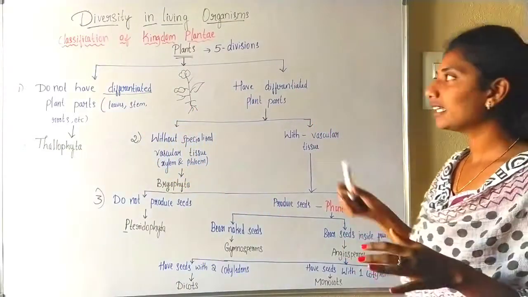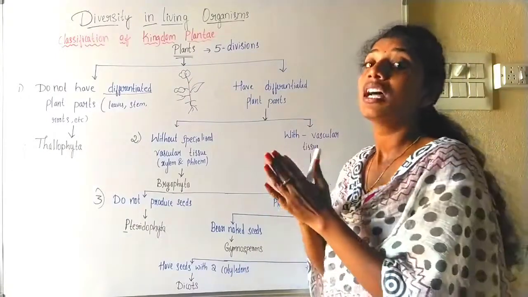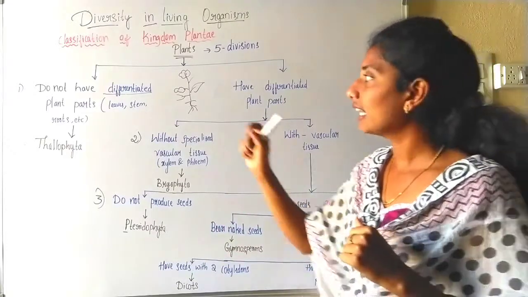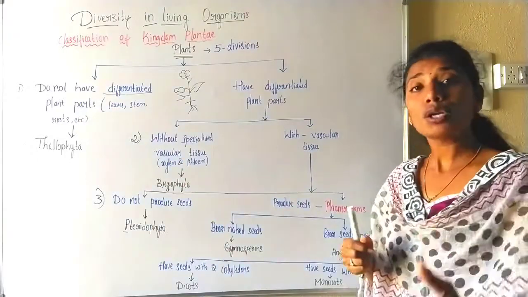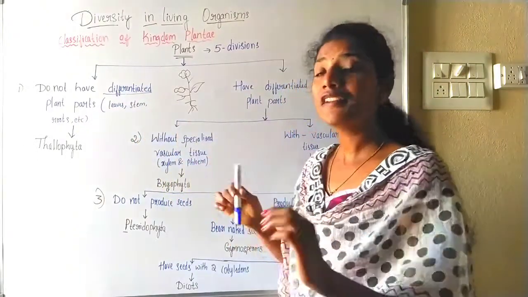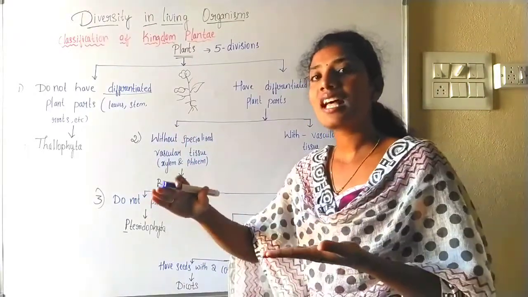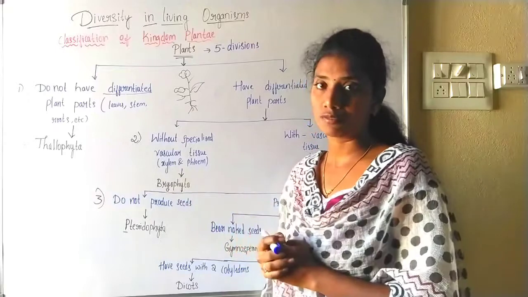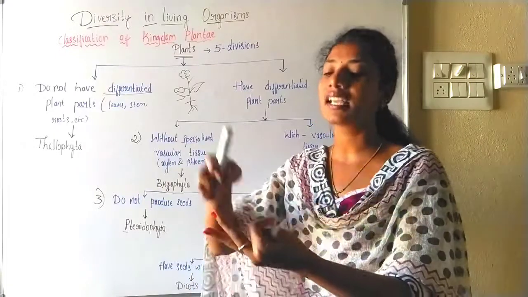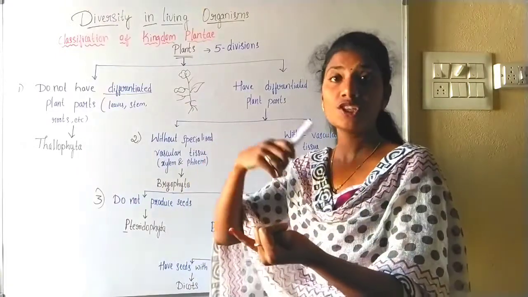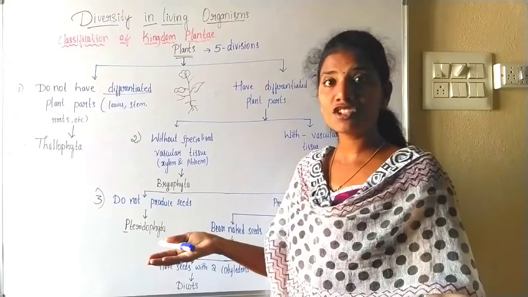The first and foremost characteristic feature used to divide the kingdom Plantae is the presence or absence of differentiated plant parts. What do I mean by differentiated here? Differentiated means, see, whether all cells are involved in performing the same function. For example, in an amoeba, a single cell performs all functions: digestion, excretion, nutrition, respiration, all take place in a single cell. So it is an undifferentiated cell.